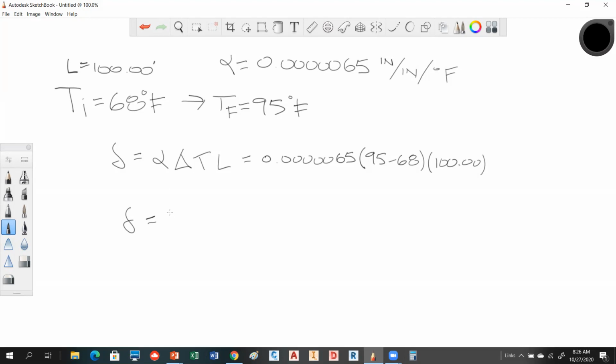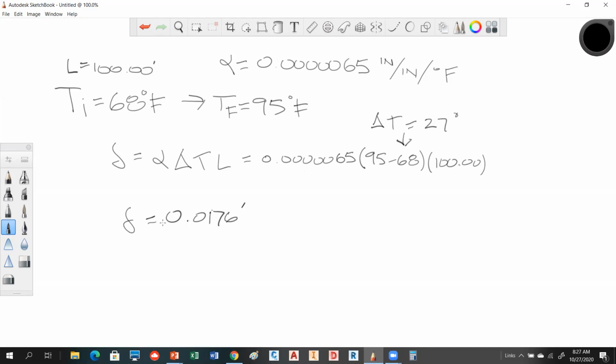So when I generate that, I get a number. I get that number right there. And notice that's in feet. So that's about 2/100ths of a foot. So it's not much. We had a 27 degree rise in temperature. So our delta T was actually a 27 degree rise here.